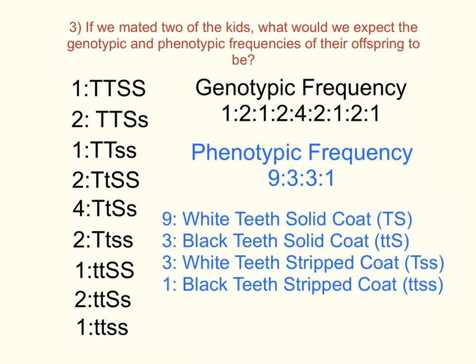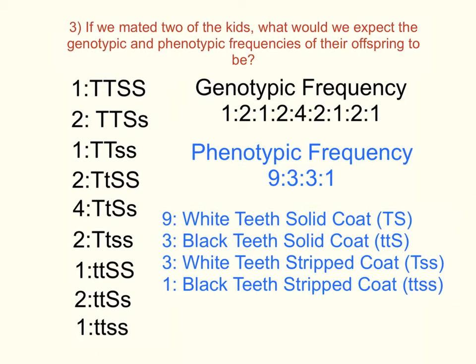So when we break it down, this is how we see our phenotypic frequencies. That 9 represents all the cats that are white teeth and solid coat colored. So that's any of the genotypes that have at least one big T and at least one big S. And then 3 black teeth solid coat, you can see 3 white teeth striped coat. It continues to go down. And so this is how we show our phenotypic frequency of a 9 to 3 to 3 to 1.